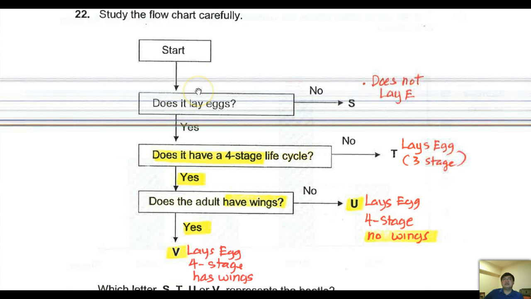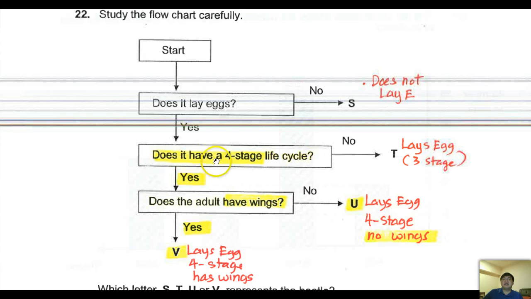Now every time you see this type of diagram, this flow chart over here, you must be a bit hardworking to be very sure. For example, S, what are the characteristics of S? Does it lay egg? No. So I will put it does not lay egg. Then when it says does it lay egg, it says yes. It means all the other animals below here will lay egg. So T lays egg, U lays egg, and V lays egg, right?